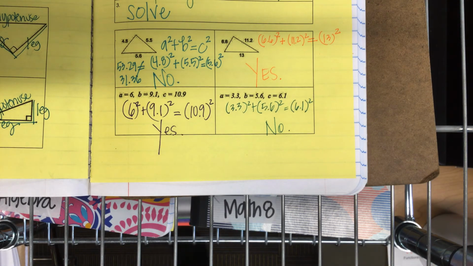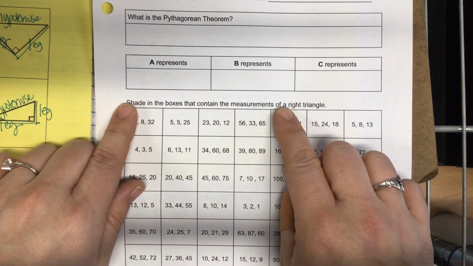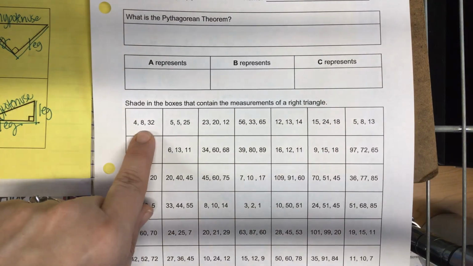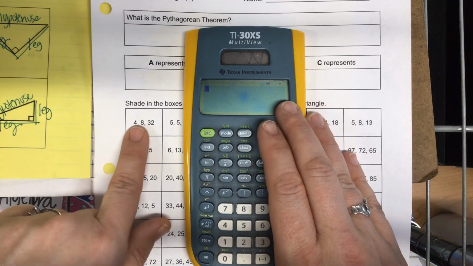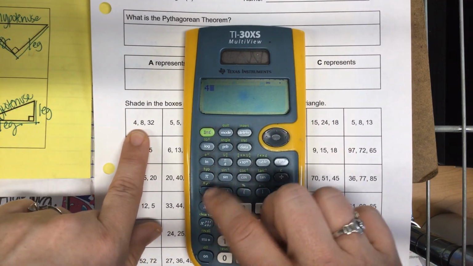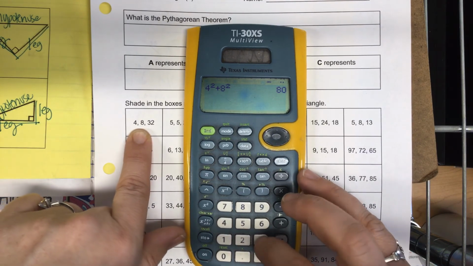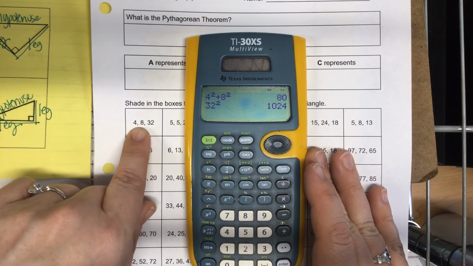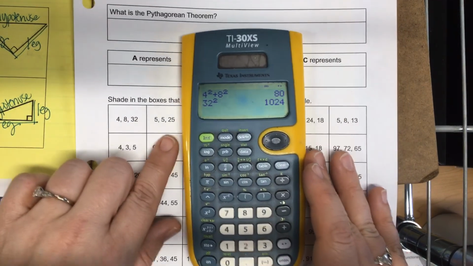So here's your homework. Your homework is identifying. It says shade the boxes that contain the measurements of a right triangle. Watch before you start panicking. I'm going to do this top row for you. Ready? 4 squared plus 8 squared. Yes? Yes. And then I do 32 squared. So they're already in order. Well, let's check. Do I color this in? No, because these aren't the same number. Let's go to this one.